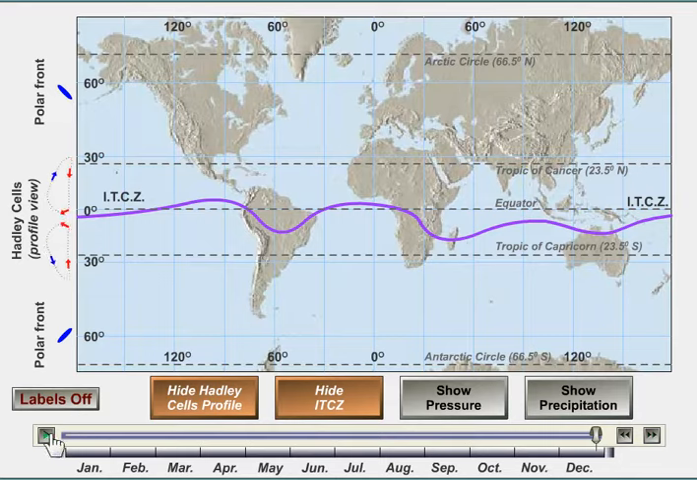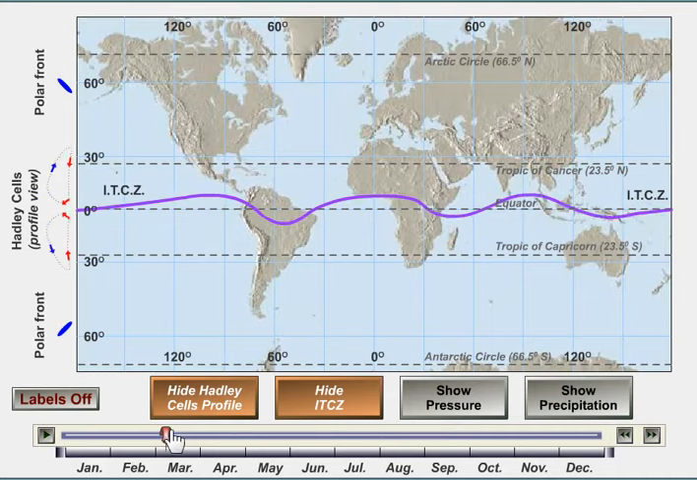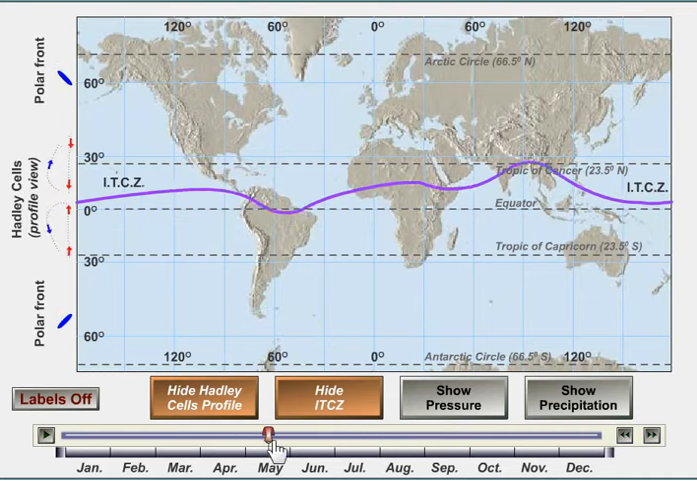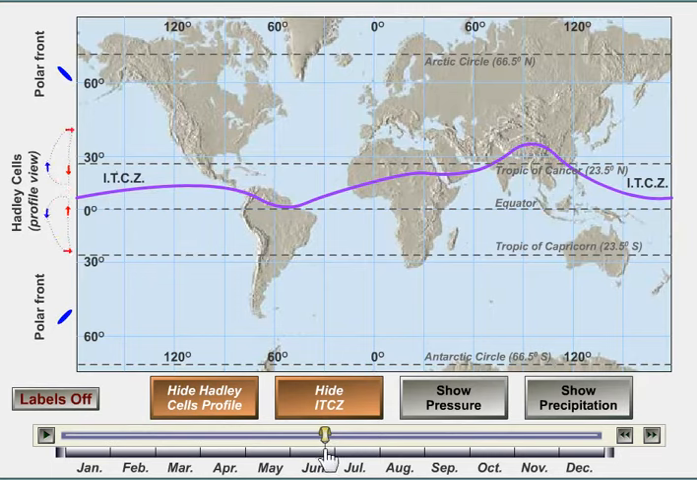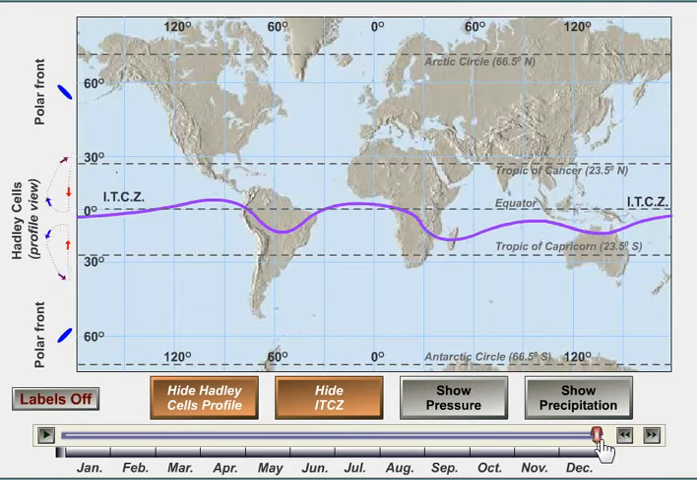But as we move into the summertime, we'll get the ITCZ, let me pull this back to the beginning. We'll get the ITCZ to shift north because the sun's heat is shifting to the north. So you can see that by the time we're in the height of the northern hemisphere summer, the Hadley cells have shifted north, the polar fronts have shifted north, and the ITCZ is mostly north of the equator. And then as we go back into wintertime, the sun's heat pulls the ITCZ back south again.